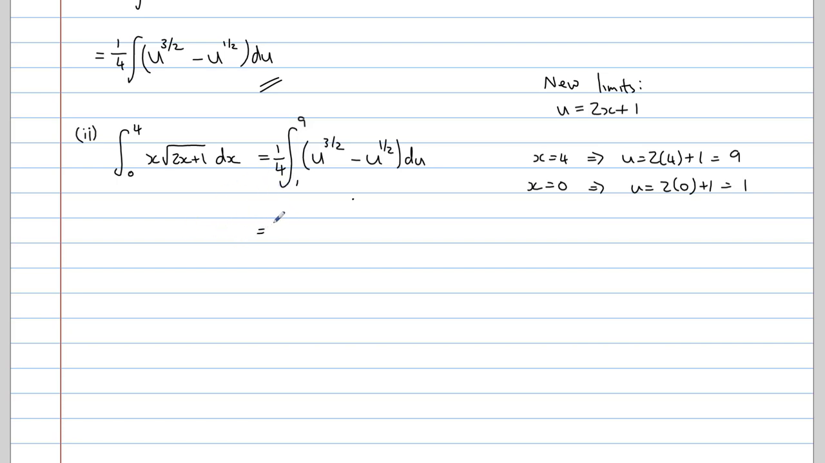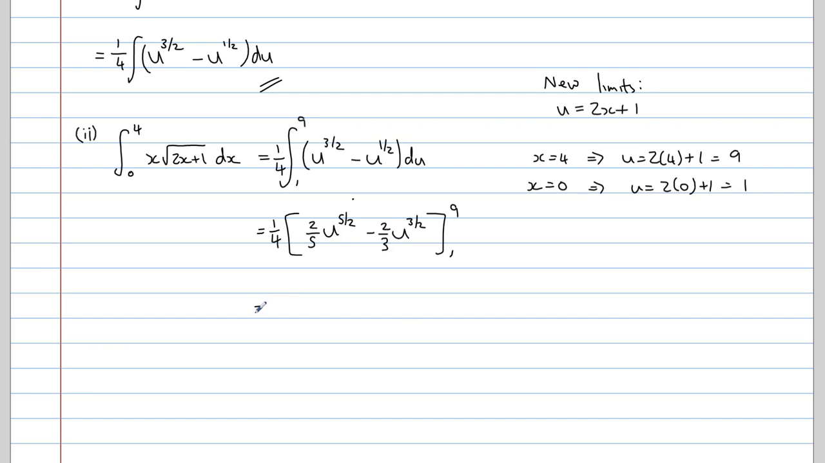So integrating our function, we'll keep the quarter out the front. Increasing the power gives us u to the 5 over 2. And then we divide by 5 over 2, which is the same as multiplying by 2/5. And for the second one, increasing the power gives us u to the 3 over 2. And then dividing by 3 over 2 is the same as multiplying by 2/3.